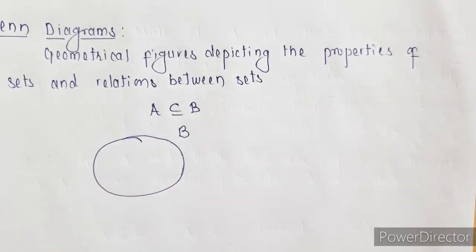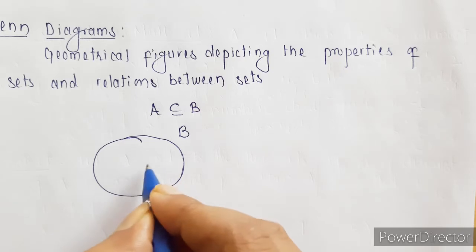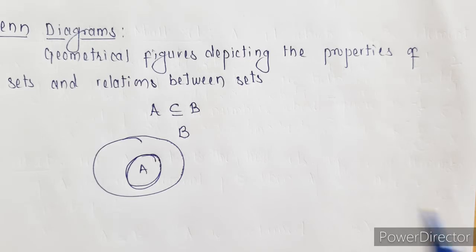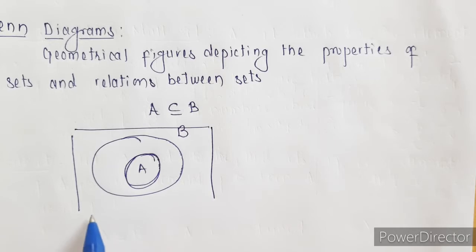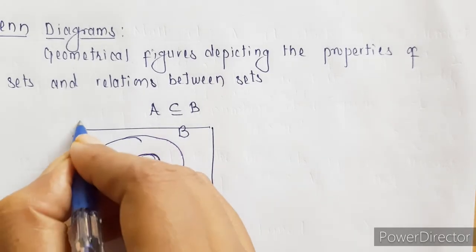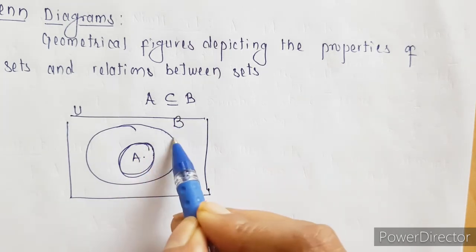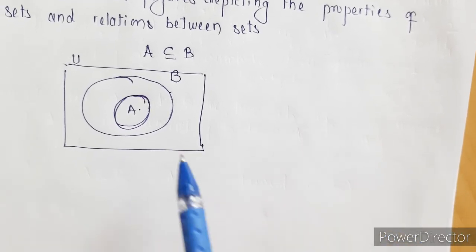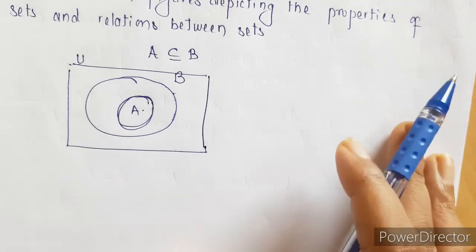So we will be using circles and rectangles for denoting these sets. So this is your set B and set A is contained inside B. So we just have to draw another circle which is inside B. And universal set, which is going to be a bigger set, can be drawn using a rectangle. So this is going to be universal set. So set A is in B and this is your universal set. So usually we are going to use circles for sets and a rectangle for universal set.